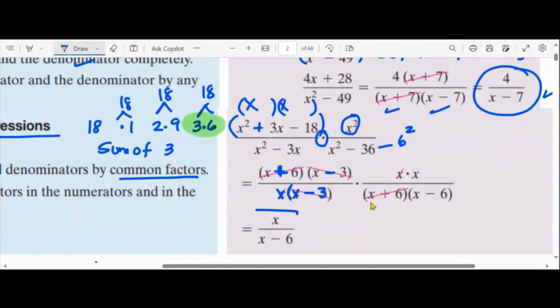So what's your final answer? Can I cancel x with x? Yes, you can cancel this x with this x. So what's your final answer? x over x minus 6. That's it. Easy?